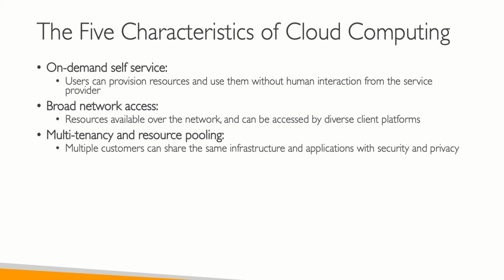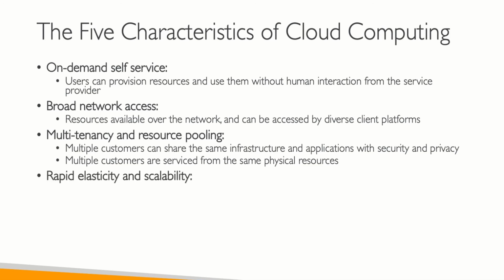It'll be multi-tenancy, and we'll have resource pooling. So that means that not just us, but other customers from AWS can share the same infrastructure and applications while still having security and privacy. And then these multiple customers are going to be serviced from the same physical resources. So here, me, you, and other customers, we're going to share this entire data center of the cloud.